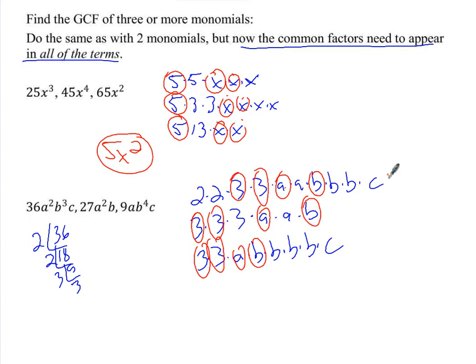How about C? There is no C here at all, so even though I have a C here, it doesn't count. Can't circle that one. So that means my GCF for these three monomials is what? 9AB. And you're done.